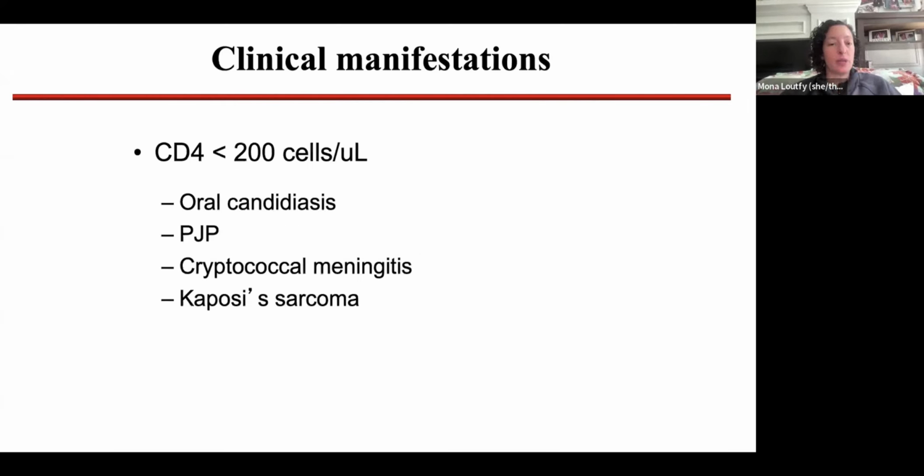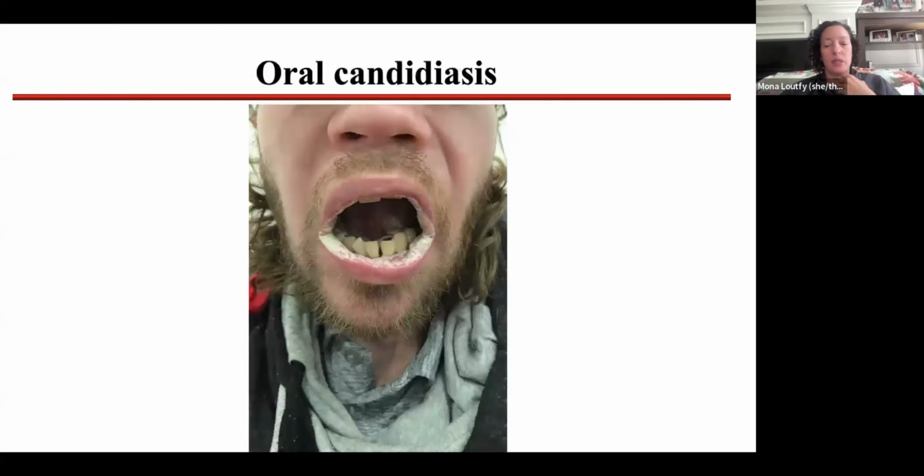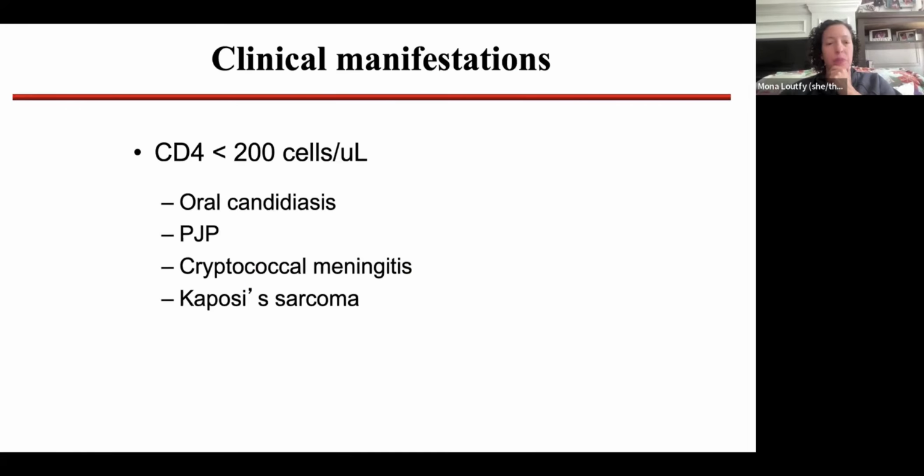When the CD4 count goes below 200, that's when the more serious opportunistic infections happen. You get oral thrush, so a candida, which is yeast in the mouth, and that becomes worrisome. Oral thrush in itself, I think I have a picture. This is a patient with oral thrush. This is what it looks like. It is not an AIDS-defining illness.